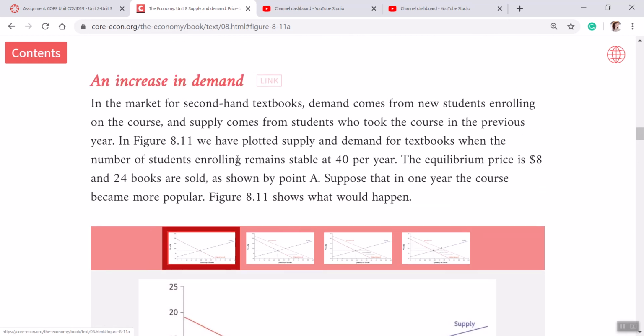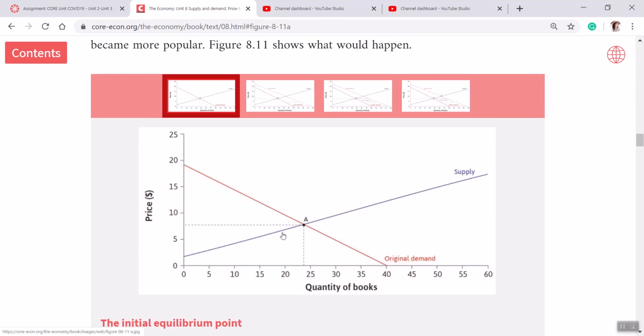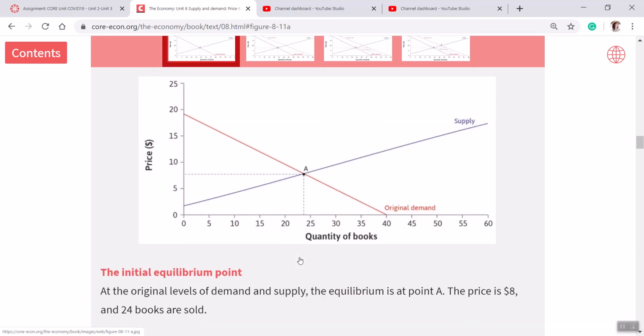We have 40 students every year, paying about $8 a book. There's about 24 sold. And that's kind of the point of equilibrium, right? That's sort of the norm of where things pretty much end up. So we have our supply curve and we have our original demand. Here's our 40 students. These are the number of books, the total possibility of books that could be sold, and these are the total amount of prices that the books could be sold for. So right now I'm selling 24 books at $8. That's my maximum demand based on my supply, right?